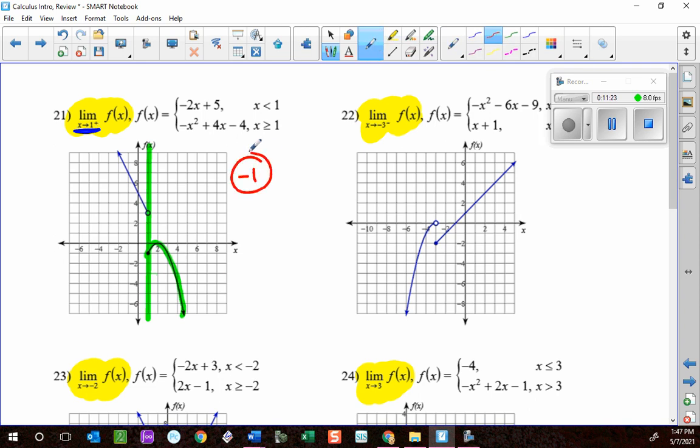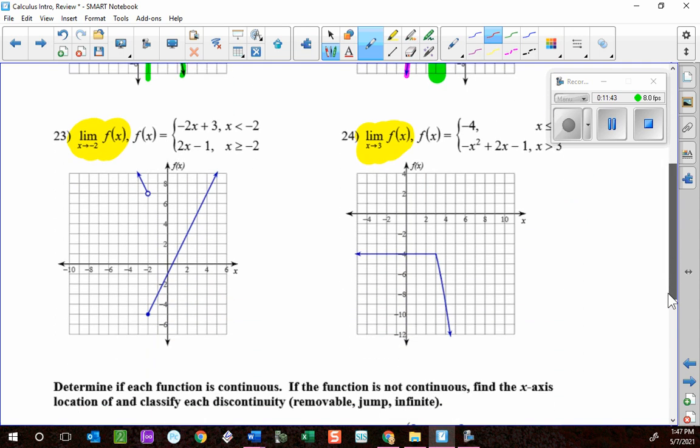Okay. Over here on number 22, I am trying to approach -3 from the left. So that means I am approaching this space right here. I'm approaching from the left. So I'm going to use this piece right there. From the left, it comes to a height of 0. So that means my answer is 0.